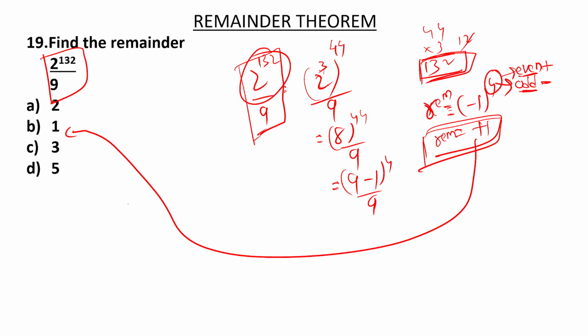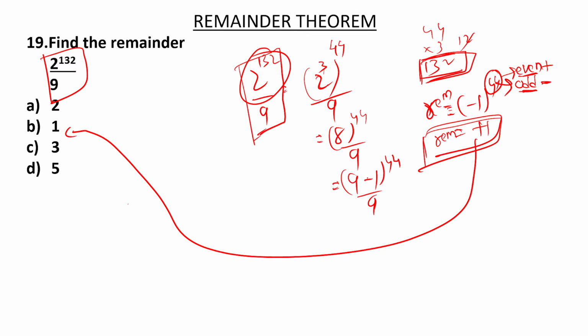After that, I applied 2 power 3, which means we got the value 8. And I wrote 8 as 9 minus 1 whole power 44 by 9.